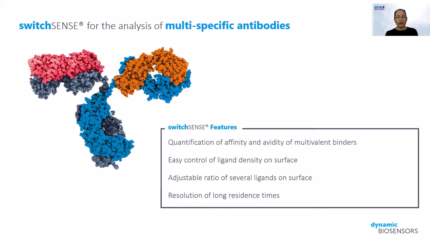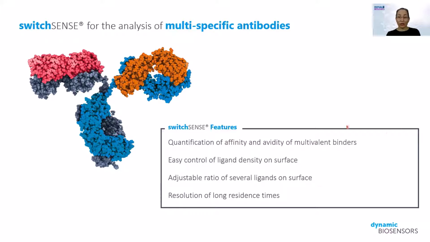There are several technologies on the market that offer kinetic analysis. Some of them are focused on binding affinity. Others are able to resolve the association and dissociation rates separately. So why use switchSENSE for your antibodies? This technology is especially suited for resolving not only a one-to-one affinity, but also a one-to-two or more avidity.